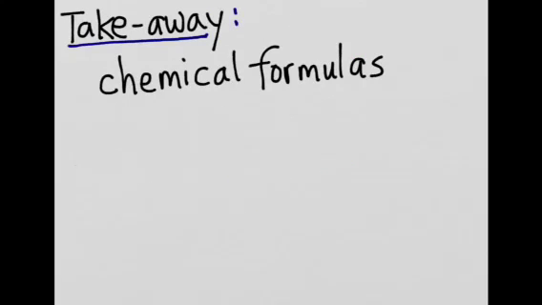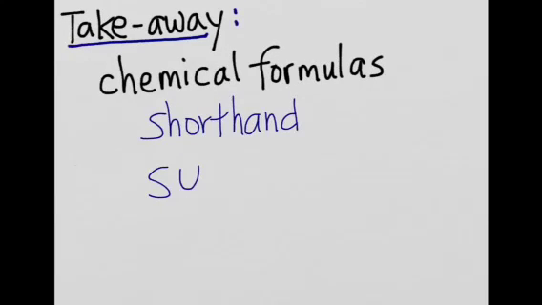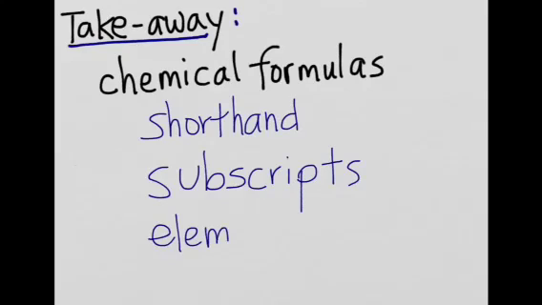So what's our takeaway? Well, chemical formulas are shorthand ways to write exactly what elements are in a compound or a molecule. They use subscripts if there is more than 1 element present. They use the element abbreviations that are in the periodic table, and you might sometimes see parentheses.